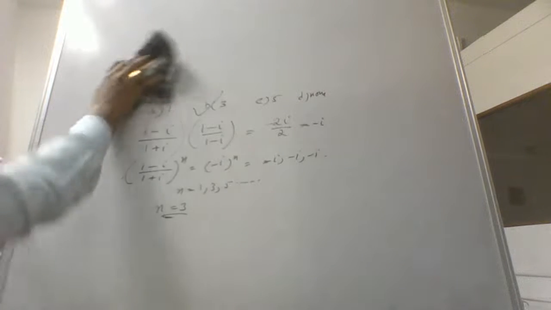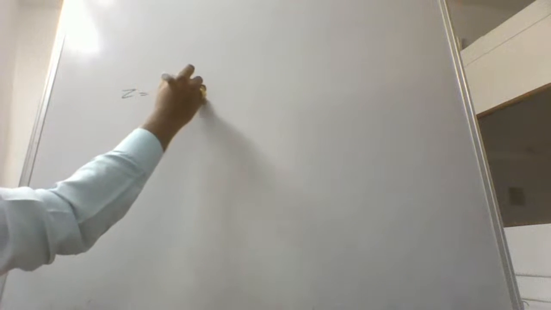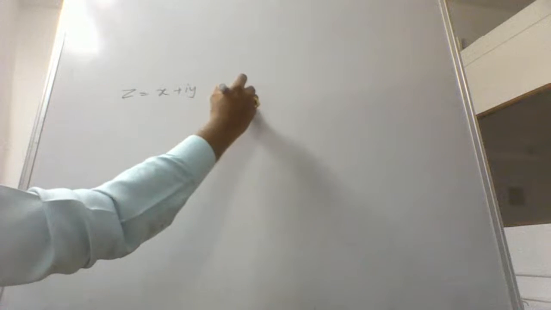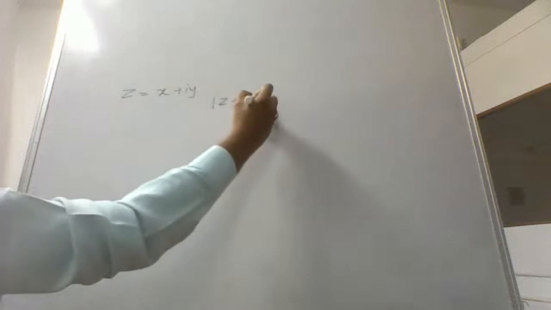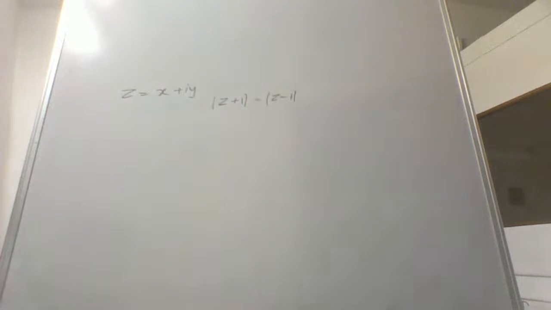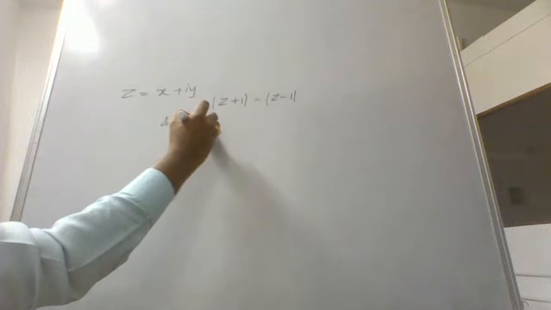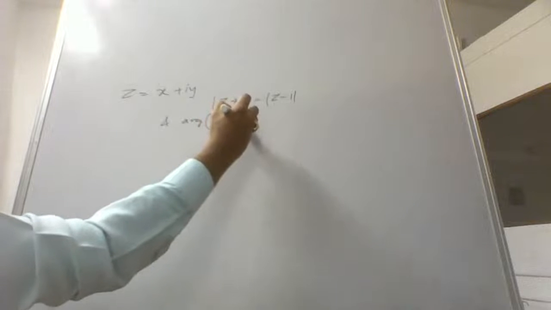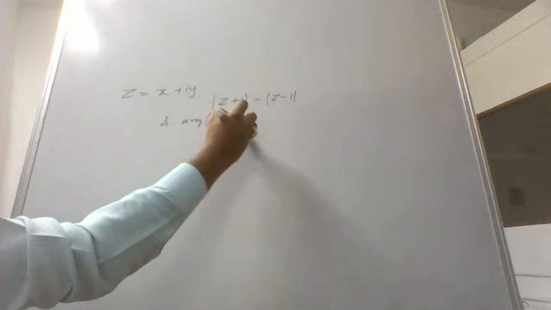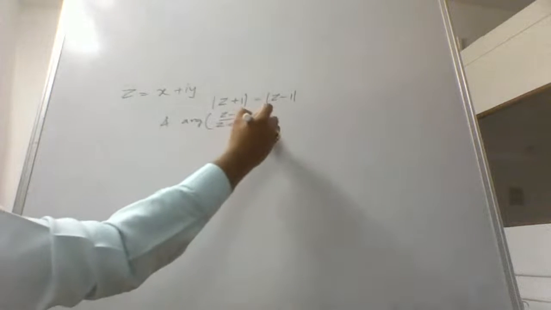If I consider z as x plus iy, such that mod of z plus 1 is equal to mod of z minus 1, and the arg of (z minus 1) divided by (z plus 1) is equal to pi by 4.